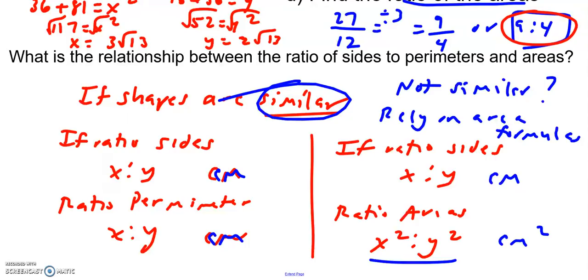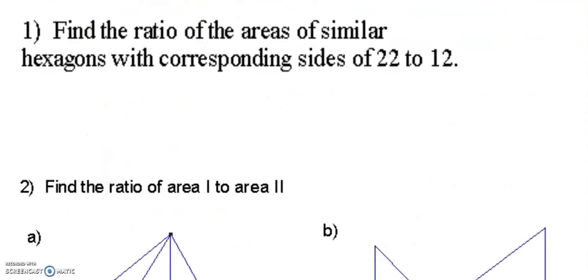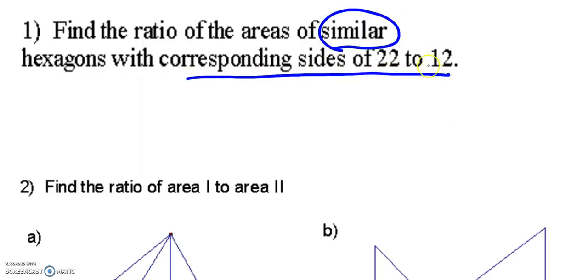Let me get into some examples so you can see how this can be used. This first one, find the ratio of the areas of similar hexagons with corresponding sides of 22 to 12.